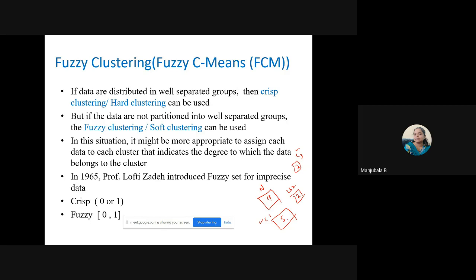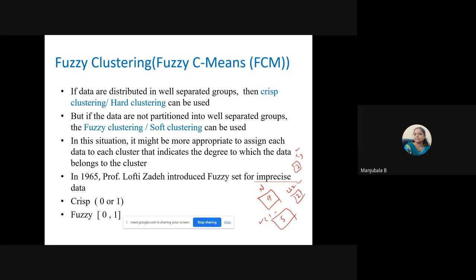So the membership of P1 to P5 with respect to C1 is 1, whereas the membership of these 5 points with respect to C2 and C3 is 0, because they don't belong to cluster 2 and cluster 3. Similarly, points 6 and 7 belong to cluster 2. So the membership for 6 and 7 with respect to cluster 2 is 1, whereas the membership of points P6 and 7 with respect to C1 and C3 is 0. They belong to only one cluster.